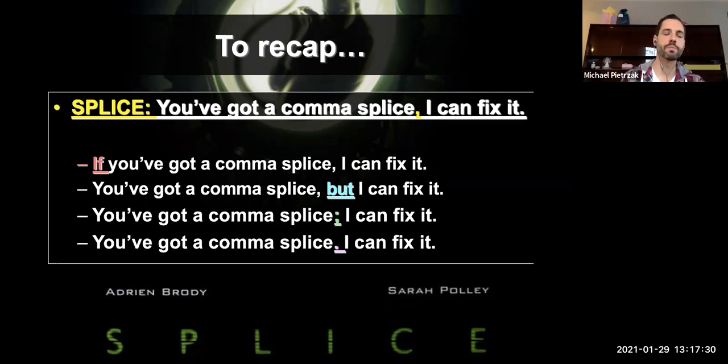Or the last one, probably not the best: you've got a comma splice. I can fix it. Right? Sounds a bit robotic, but now all of these four bullets are proper English.